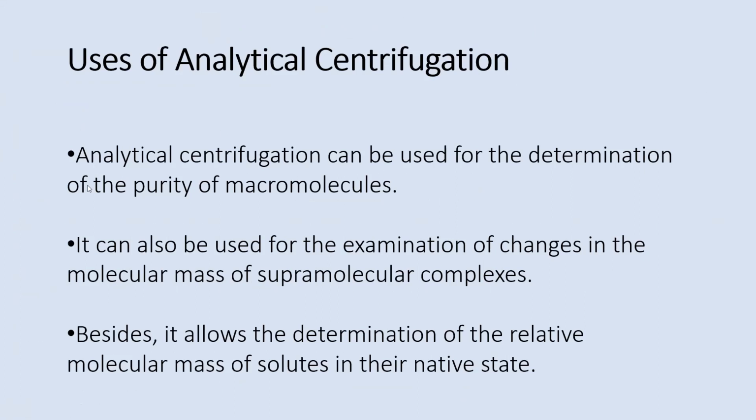Uses of analytical centrifugation. Analytical centrifugation can be used for determination of the purity of biomolecules. It can also be used for the examination of changes in the molecular mass of supramolecular complexes. Besides, it allows the determination of the relative molecular mass of solutes in their native state. So you do not want to disturb or distort the biomolecule from its native state, and analytical centrifugation helps you. It can be used for the determination of the purity of the macromolecules in this case.